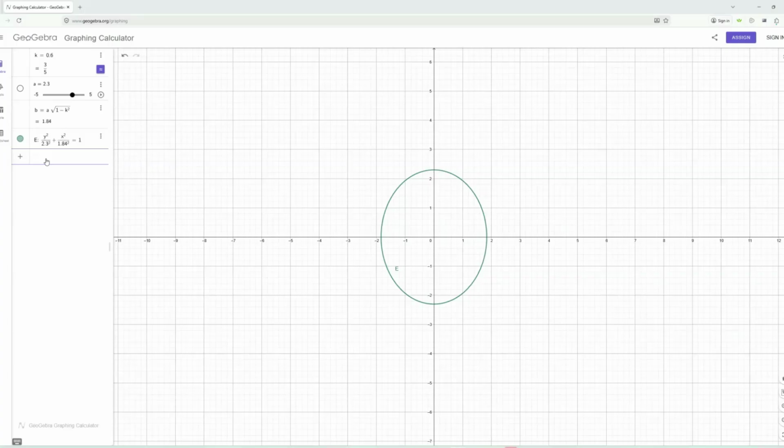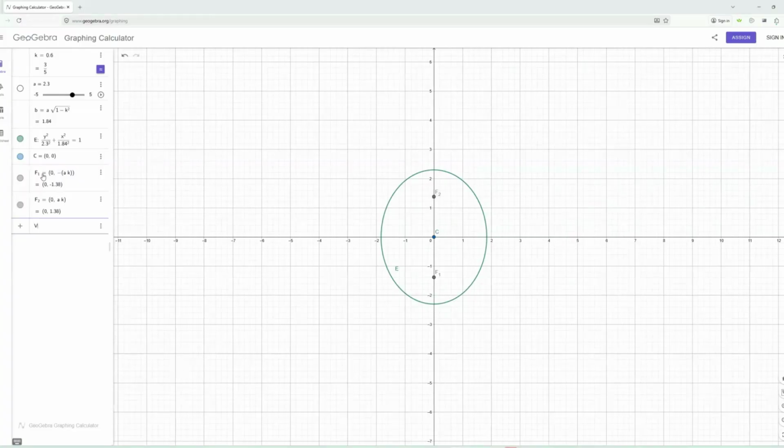So now let's check our points. Our center, we calculated to be the origin. We calculated two foci. One focus at the point 0, negative a times the eccentricity. Another focus at the point 0, a times the eccentricity.